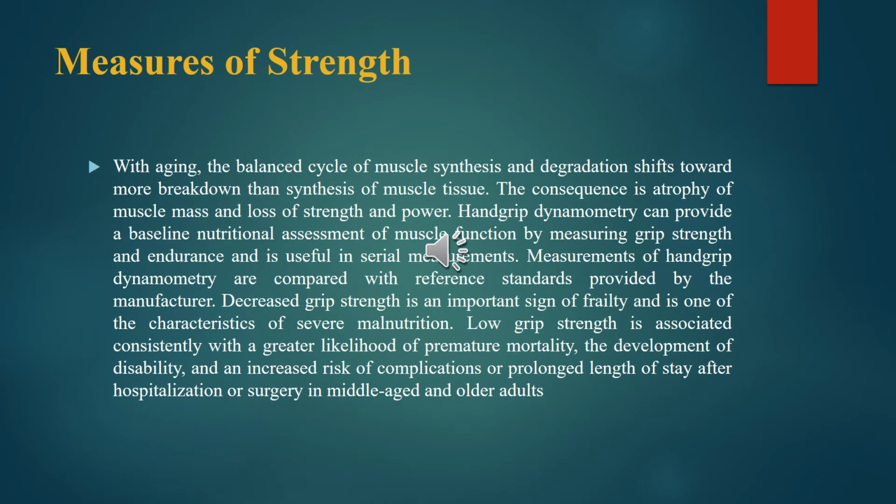Measures of strength: with aging, there is an imbalance in the cycle of muscle synthesis and breakdown, due to atrophy of the muscle mass, the loss of strength and power. We use different instruments to measure the strength, and hand grip dynamometry. The most common or specific assessment of muscle strength is hand grip dynamometry, a standardized simple test for assessing nutrition in relation to skeletal muscle function.